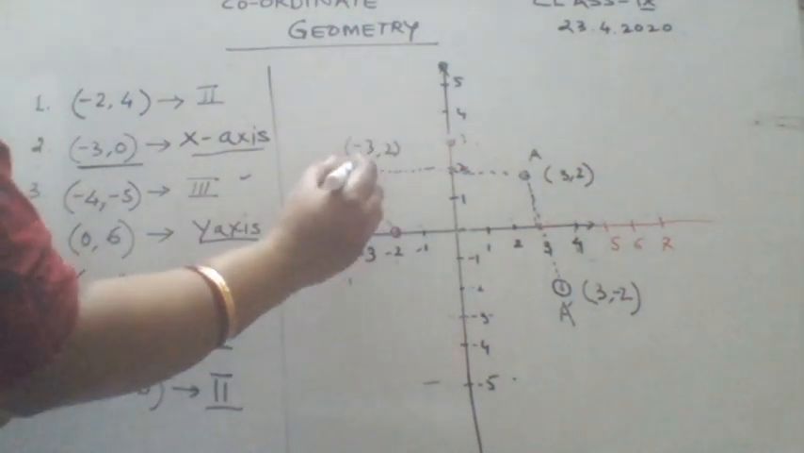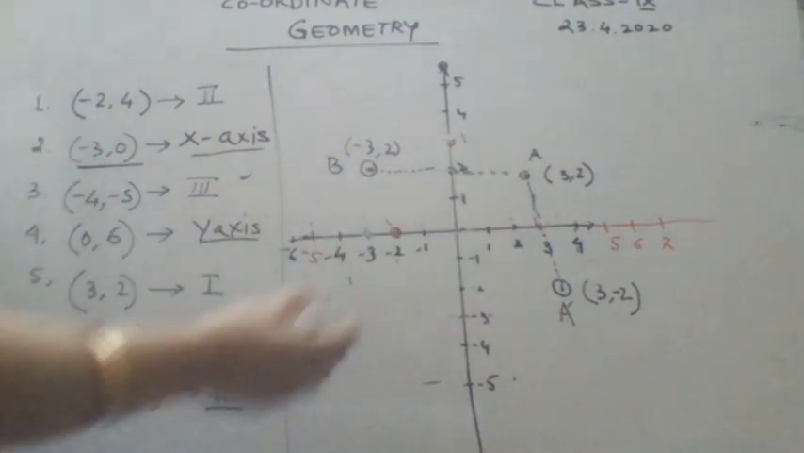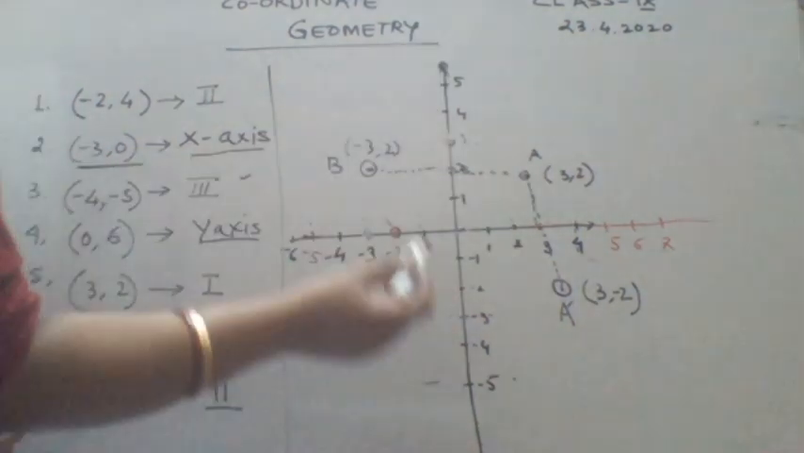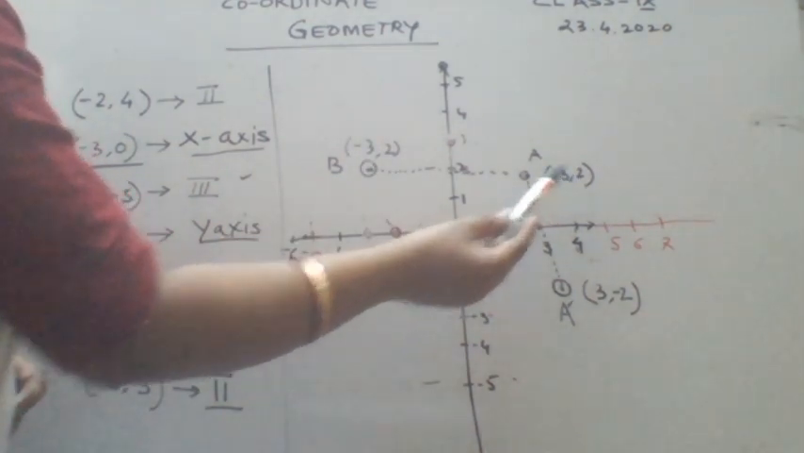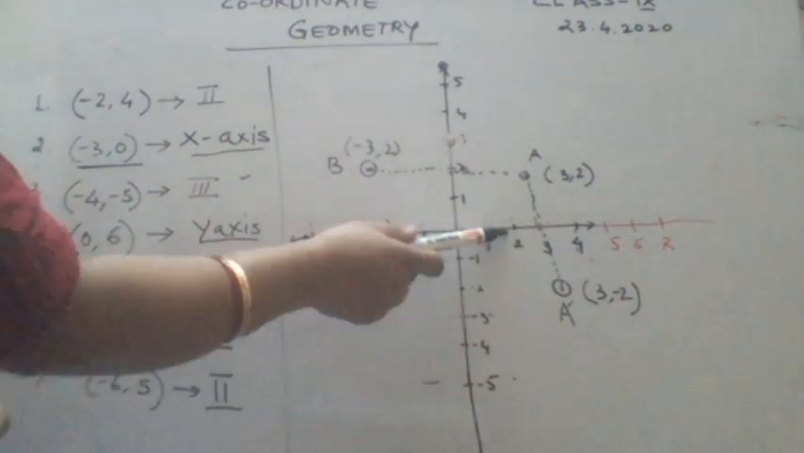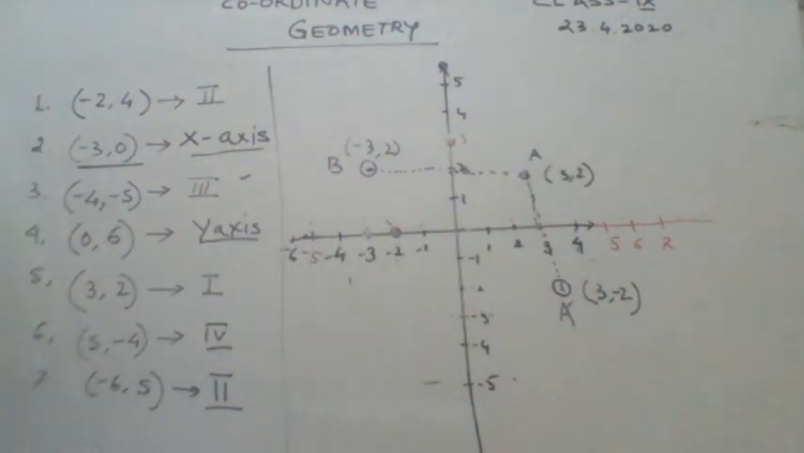Say this point is your B. So the image of the point A about y-axis is minus 3 comma 2 and the image of this point 3 comma 2 about the x-axis is 3 comma minus 2. Now please go through it. After that, on the screen I am going to give you some points and you will tell me the image of the point about the x-axis.